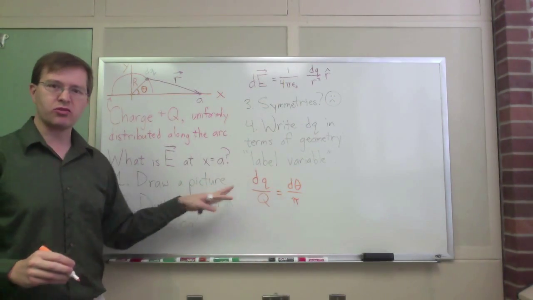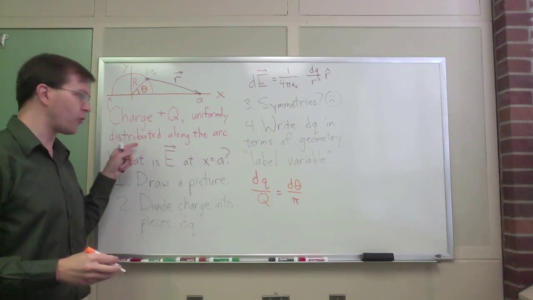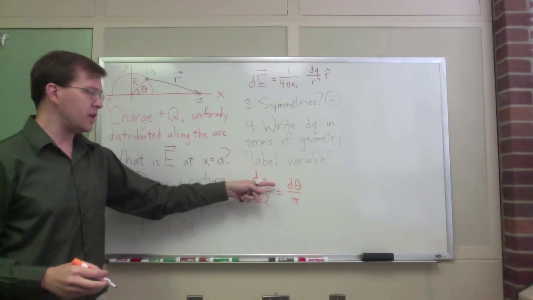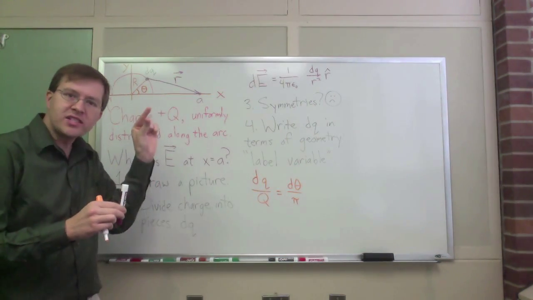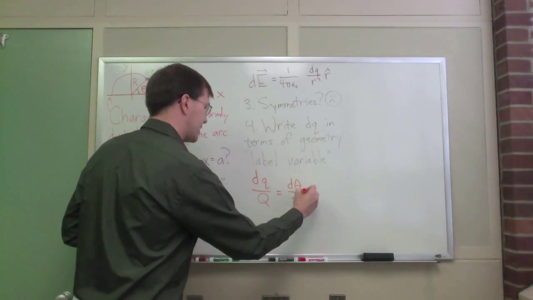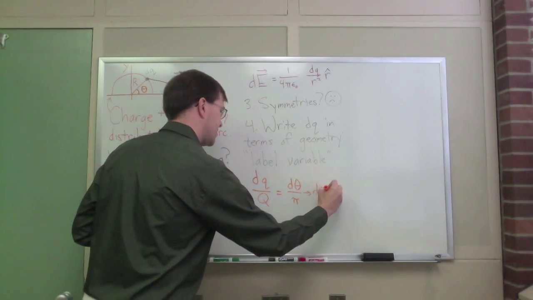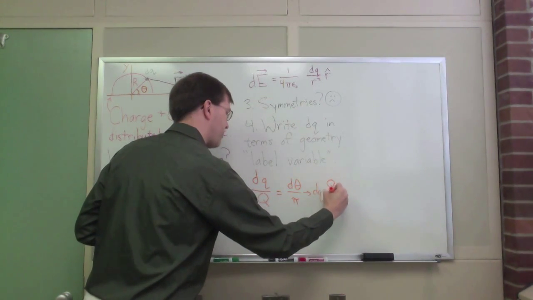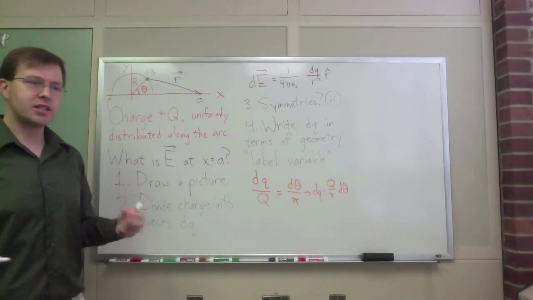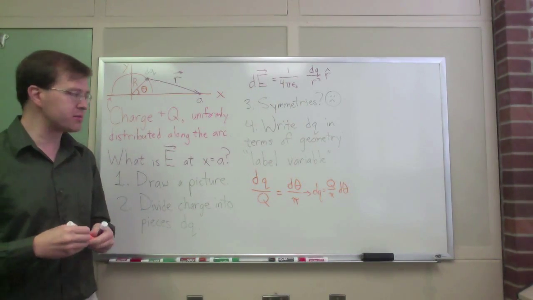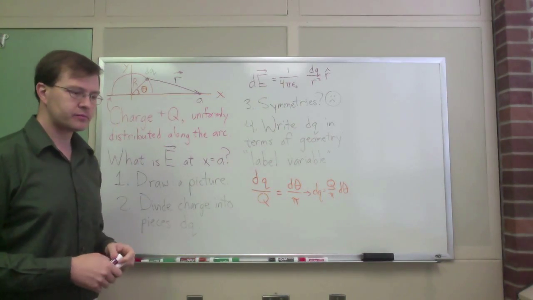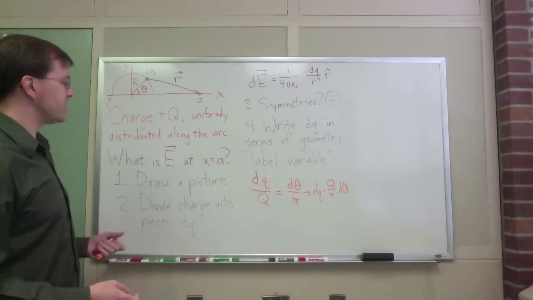So that's just showing those ratios have to be equal. That's what it means for the charge to be uniformly distributed in theta. My tiny little dq is related to a tiny little wedge of theta that I've chosen, a tiny little bit of angle. So in other words, I can say that dq is equal to total charge divided by pi times d theta. All right, so that's my step 4. I've written dq in terms of the geometry, because now instead of dq, I've got this written in terms of theta. That's good. I've made progress.